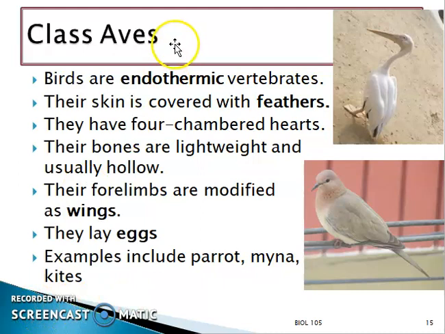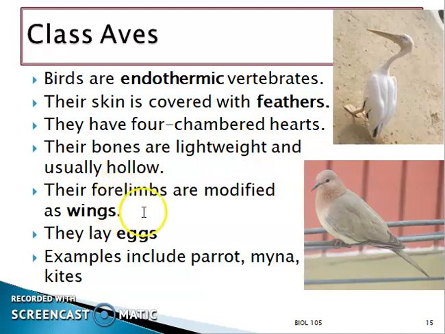Next is the class Aves, the birds. Birds are endothermic vertebrates. Endothermic means that their body produces endogenous heat from sources inside the body. Their skin is covered with feathers. They have four-chambered hearts. Because they're flying organisms, they need a more powerful heart.